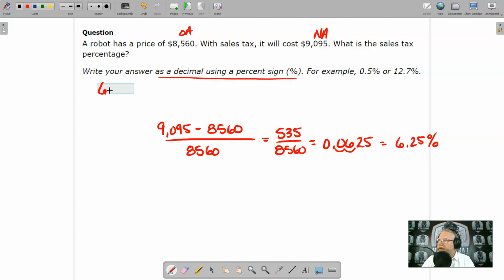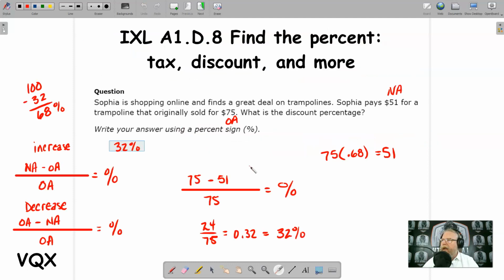So 6.25%. All right. So that completes all of my examples for IXL Activity A1.D.8, where we find the percent for tax, discount, and more.